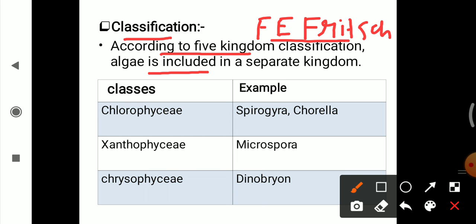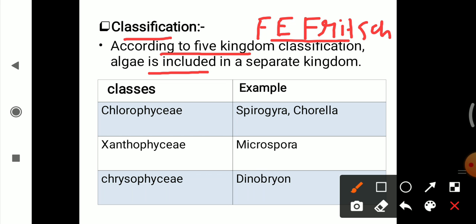And how did he classify the algae? Mostly on the basis of pigment, but not only pigment, also the photosynthetic product, thallus structure, flagella type, which type of flagella is present in the algae, mode of reproduction, whether it is sexual or asexual, and the basis of color, what kind of color they have. Here we will see one by one.